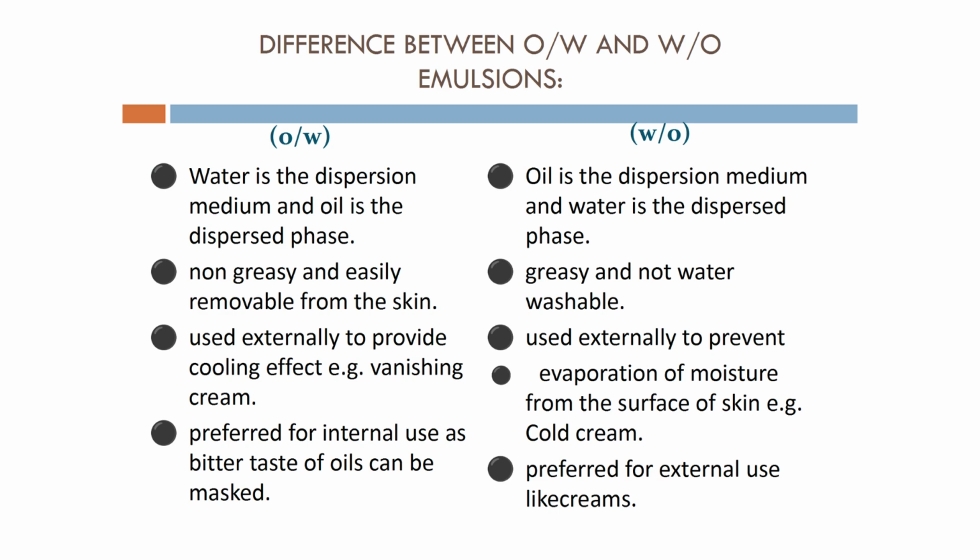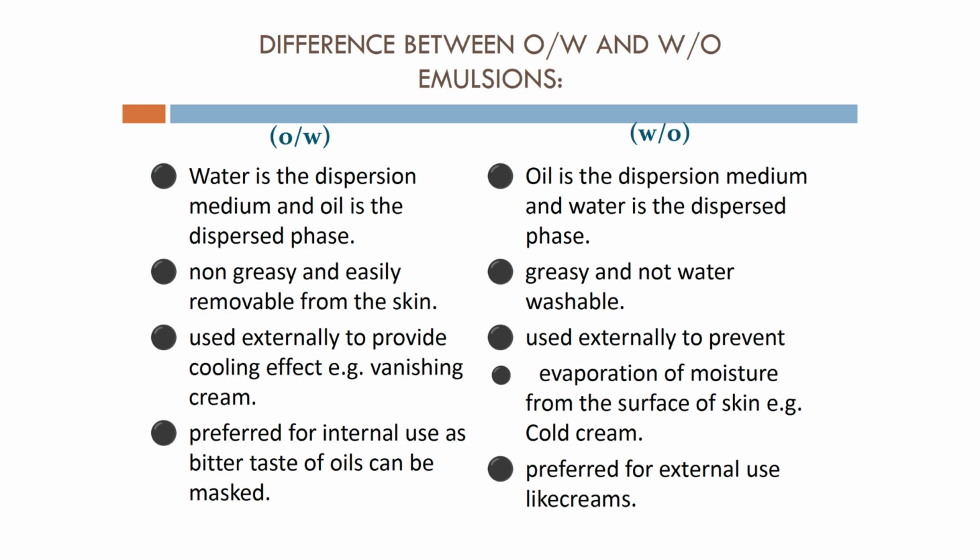For internal use, O/W emulsions are preferred because the bitter taste of oils can be masked by the continuous water phase. In a water in oil, or W/O emulsion, the roles are reversed. Oil is the dispersion medium and water is the dispersed phase. These emulsions feel greasy and are not washable with water. They are used externally to prevent the evaporation of moisture from the surface of the skin, like in cold cream. So, W/O emulsions are generally preferred for external creams.